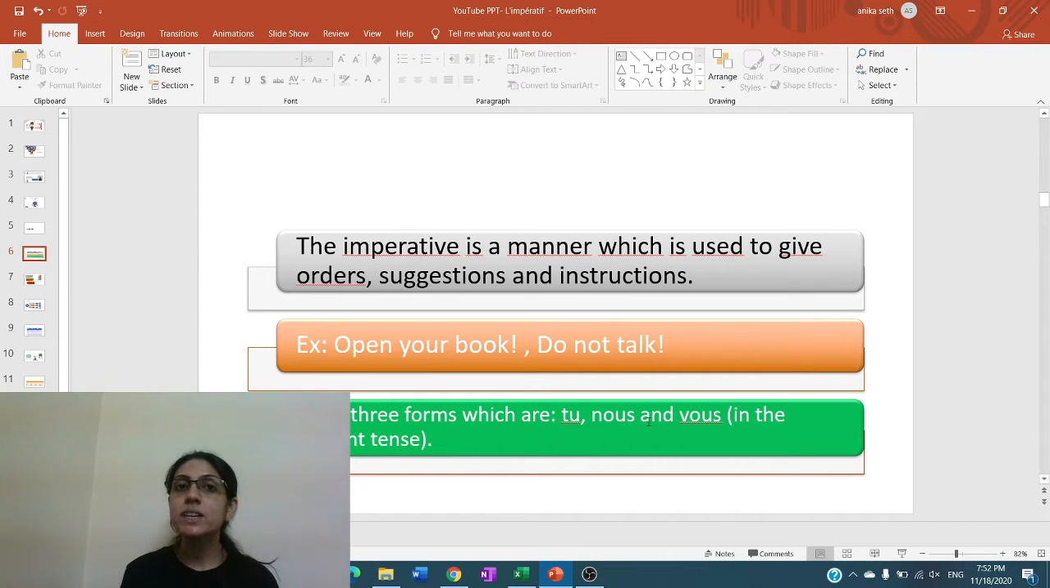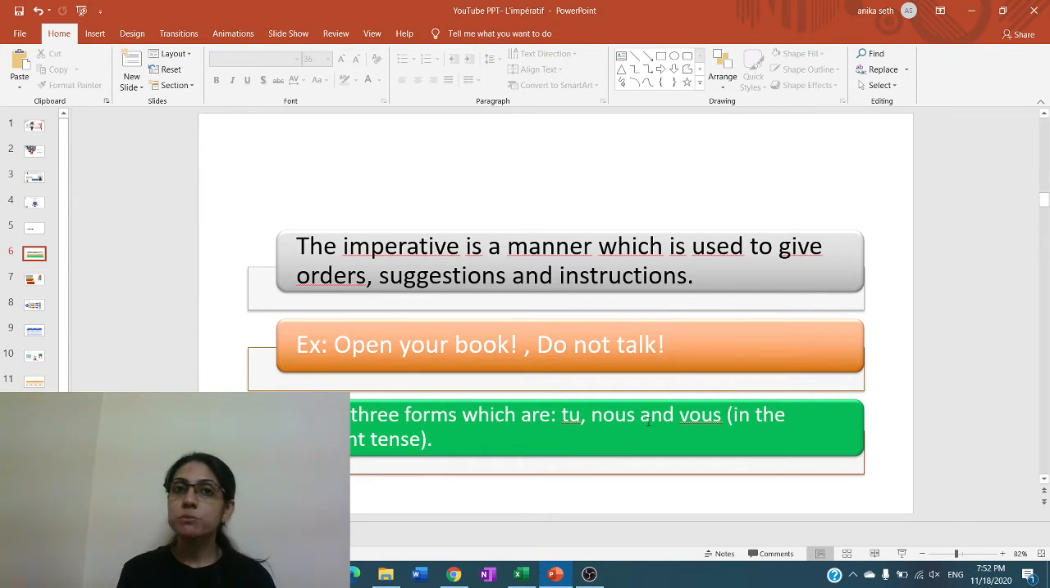Now, why does the imperative exist only in these three subject pronouns? Because je, the subject pronoun, means I, me. So I cannot give an instruction to myself. That is why with je, it is not possible to conjugate the verb in the imperative form, because I cannot give an instruction to myself.